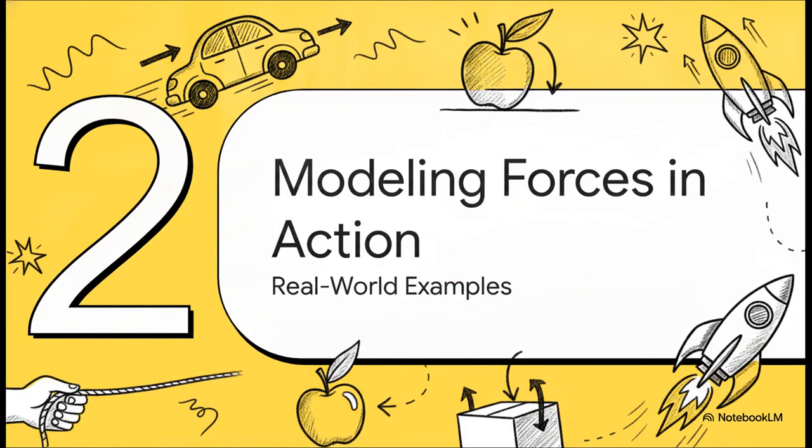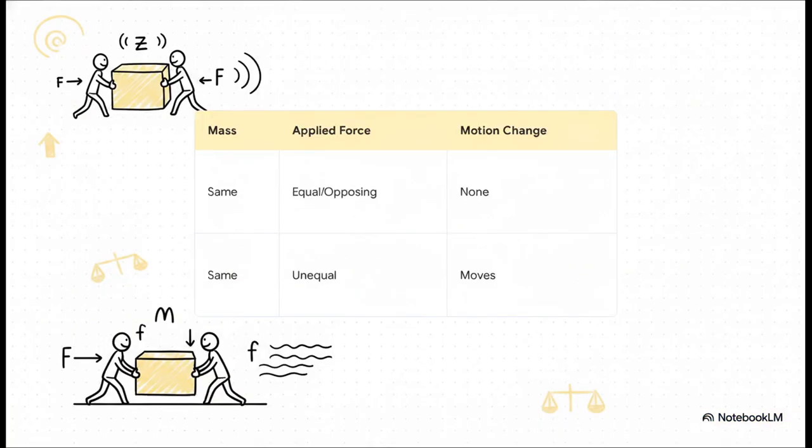Let's move to Section 2, Modeling Forces in Action, and see how this science operates in the real world. Let's look at this data. Imagine you and a sibling are fiercely fighting over a heavy box of old video games. You're both pushing on opposite sides of the box, trying to slide it your way. If you both push with the exact same strength, matching each other pound for pound, those are equal opposing forces. The result? Zero motion change. The box stays perfectly still in the middle of the room.